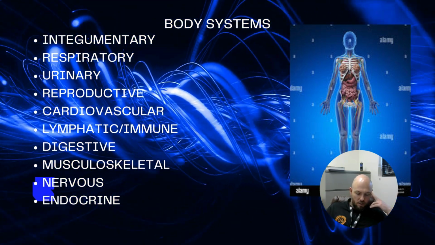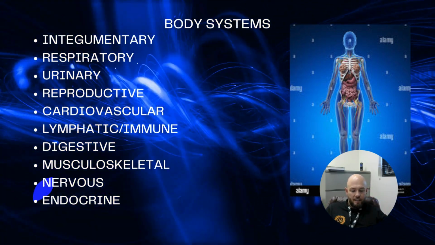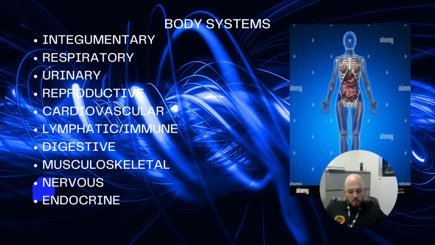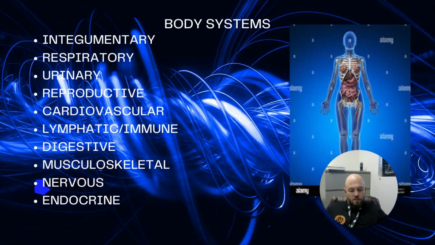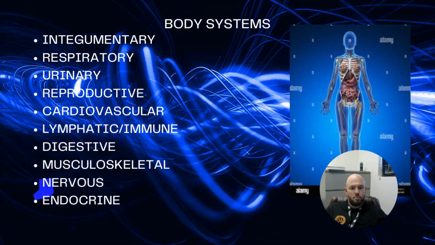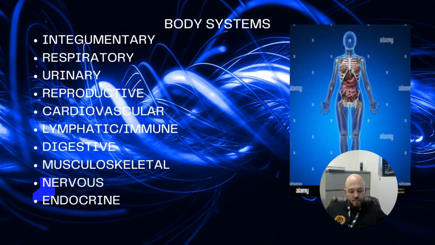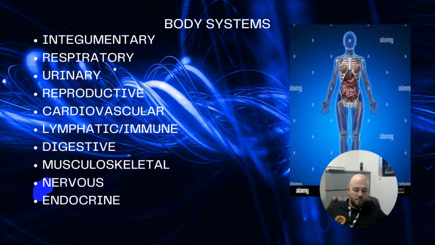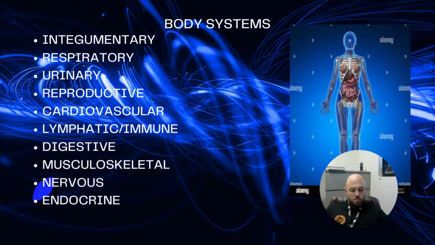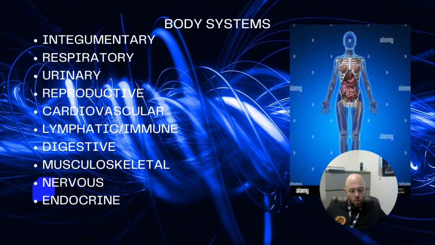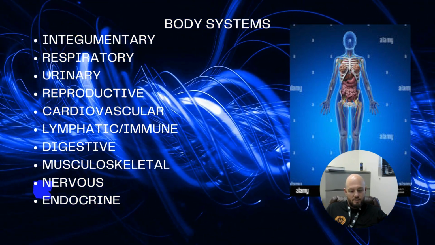Your respiratory system, so you're breathing, right? This is your nose, your pharynx or your throat, your larynx is your voice box, your trachea is your windpipe, bronchioles are little tubes in your lungs, and then the lungs. So this allows you to perform respiration, which is breathing in oxygen and exhaling carbon dioxide. Your urinary system, composed of the kidneys, ureters, bladder, and urethra. It allows you to make urine, to remove waste from the body, and regulate fluid and electrolytes.